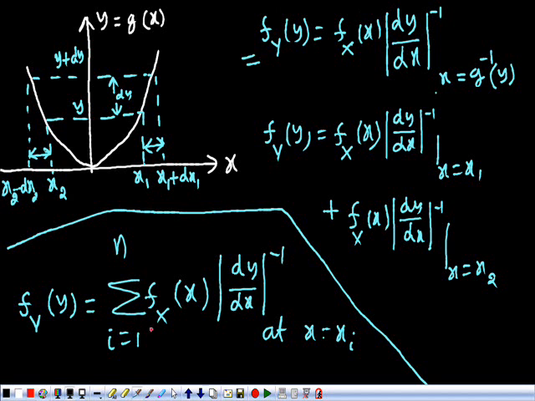So therefore, we can write the probability density function of the random variable y is equivalent to sigma i equivalent to 1 to n fx of x mod dy dx inverse at x equivalent to x i. That is, for a single value of y, x is taking different values. Understood this?